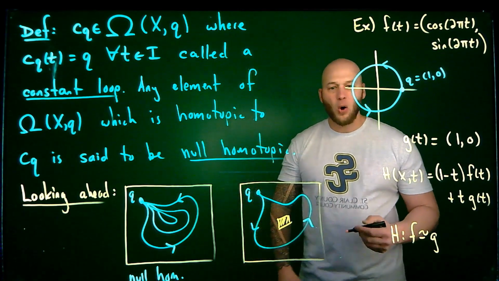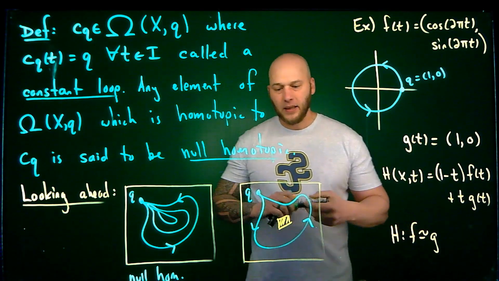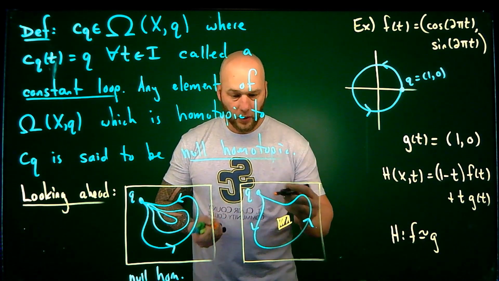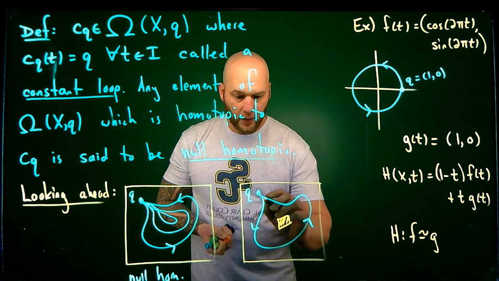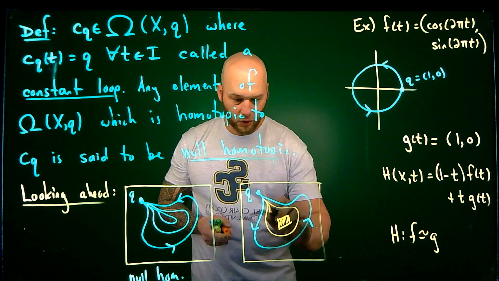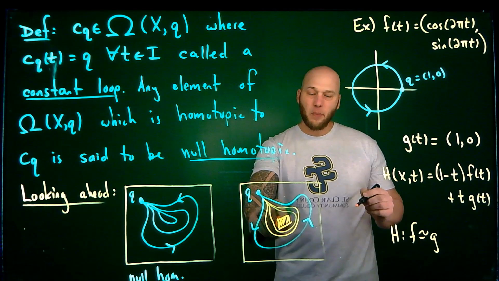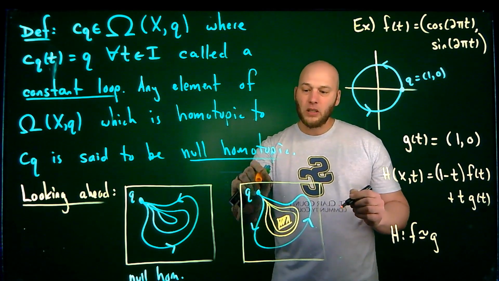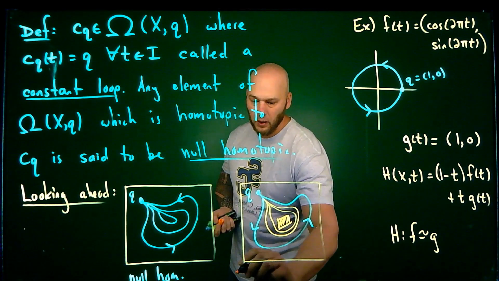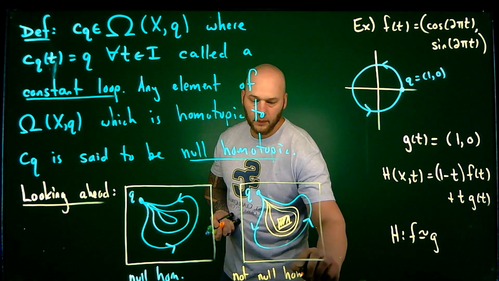What if that has a hole in the middle? Well, I cannot continuously deform this loop to a constant loop. So I could start to deform it, just like I could over here, sort of start to shrink it a little bit. But I cannot continuously get past that hole to deform this to a constant loop. Therefore, this loop here is not null homotopic.